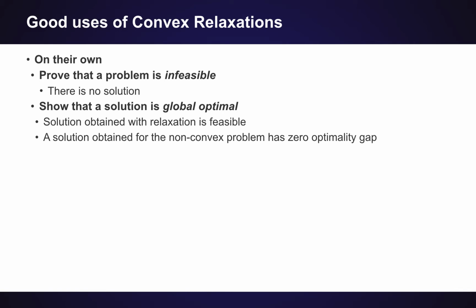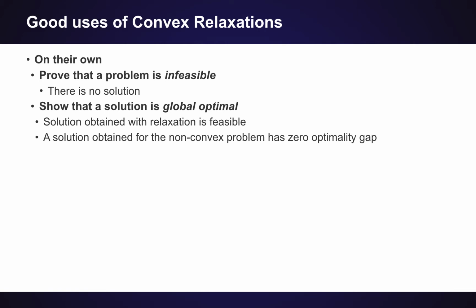The other case, where you can use a convex relaxation to help you prove that a solution is globally optimal, would be the case where you find that a solution obtained for your non-convex problem has a zero optimality gap. So you could show that the objective value of a local solution to the non-convex problem has the same objective value as the solution you obtain with the convex relaxation.